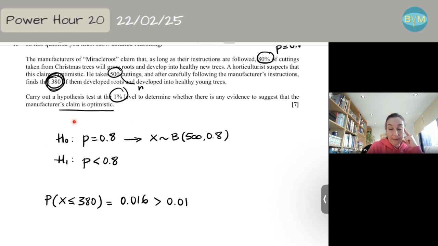When this is the probability, I'm going to assume that this one is true. So I'm going to assume that H0 is true. So I'm going to accept H0.